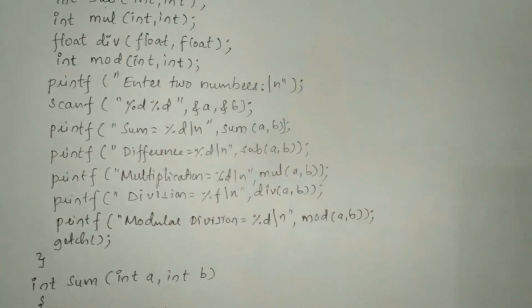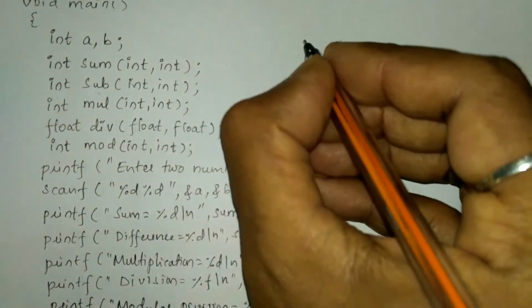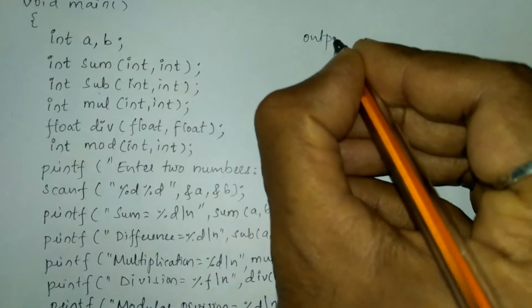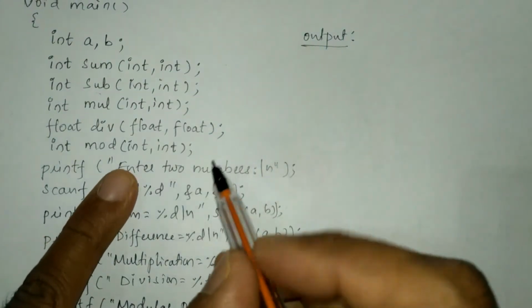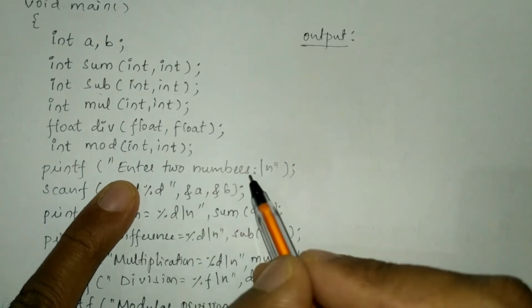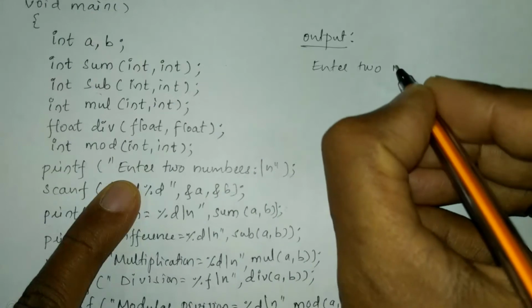Now let us take an example. How exactly does it look if I compile and run this program? I'm going to write the output. First it will ask the user to enter two numbers. Enter two numbers.